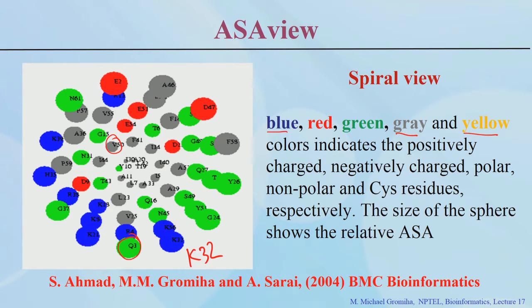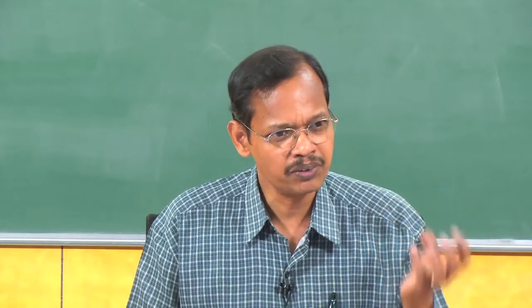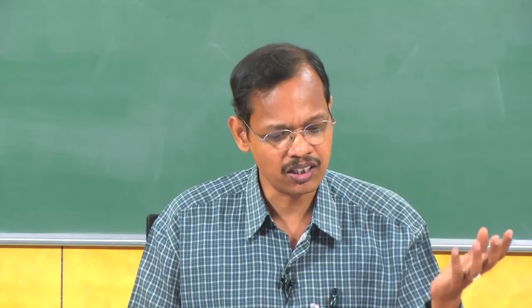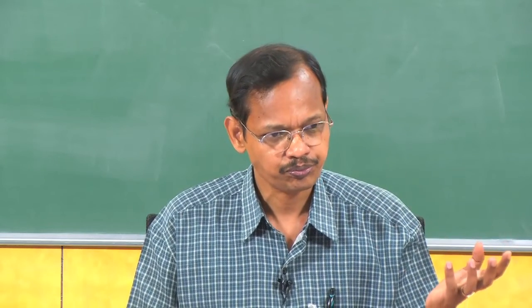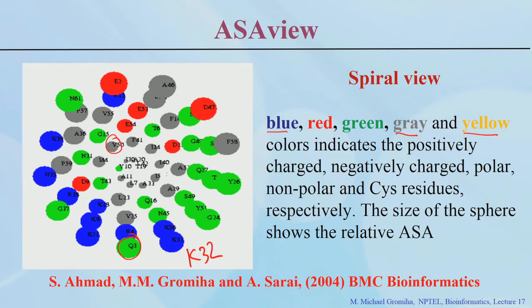And you can see the size, some of them are very small and some of them are very big, that represents the relative accessible surface area of each residue. From this, can we guess which residues prefer to be in the interior and which are on the surface? Mainly we see the non-polar residues. See the stretch of these gray colors inside the core. Most of the hydrophobic residues are mainly at the interior of the core.